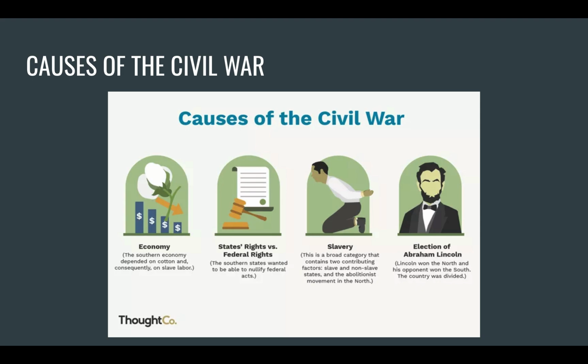Okay? Slavery. Slavery is the big one. This is a broad category that contains two contributing factors, slave and non-slave states, and the growing abolitionist movement in the North. Without slavery, we probably never would have had a civil war. So, it's big. And then the catalyst, the thing that sets this all off, is the election of Abraham Lincoln. Lincoln was the first Republican elected to the presidency. He won the North, and his opponent won the South. The country was divided because of this.